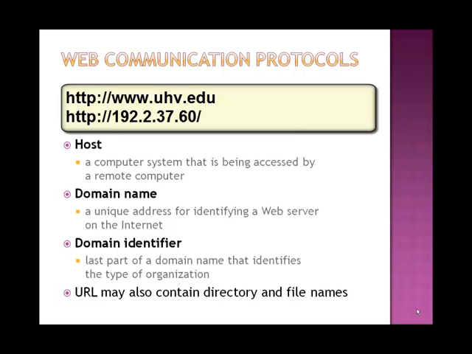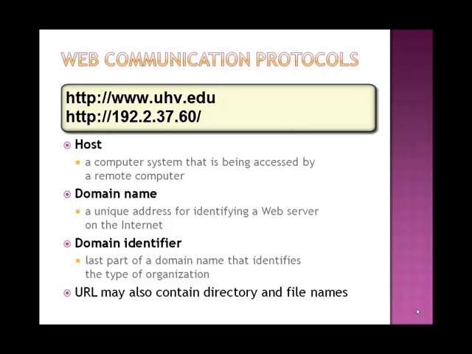So, for example, if you look at what www.uhv.edu refers to, it will be 4 3-digit numbers that are separated by dots. It could be, say, 192.2.37.60. And each of these numbers refers to the different levels of the Internet Protocol address of the computer or the resource that you're trying to access, or the host that you are trying to access.